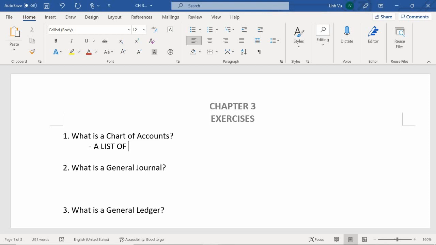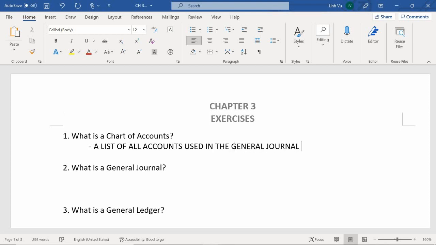It's a list of numbered accounts. I already have the answers, so I don't want to be participating because I already have these answers. Okay, that's fine. Yes, you did cut out, Brian. It is a list of all the accounts used in your general journal to record all your transactions. Excellent.